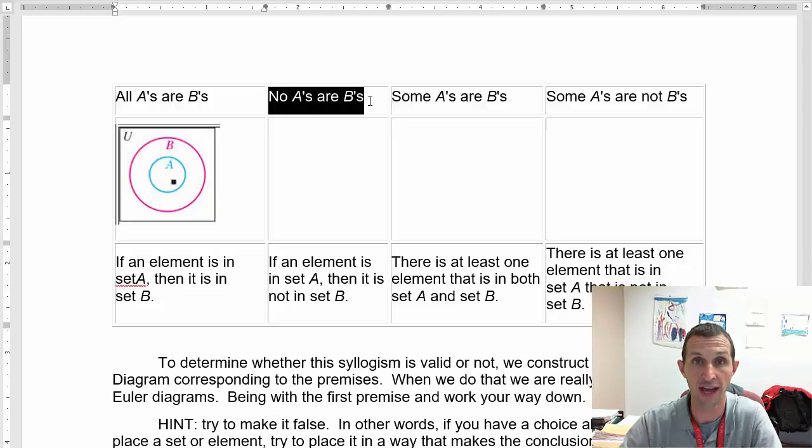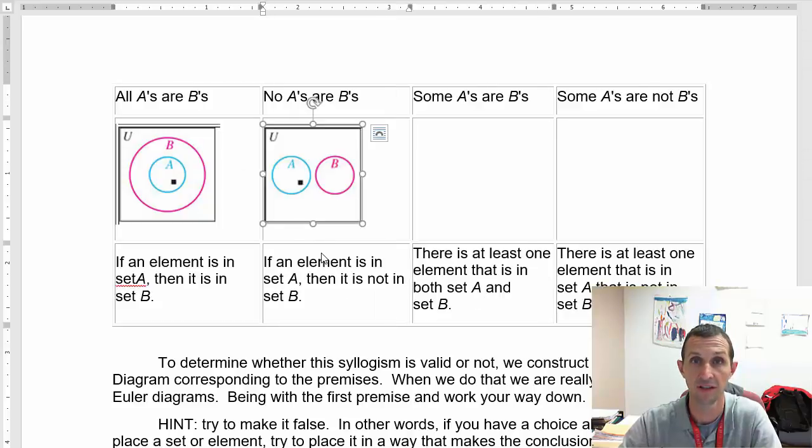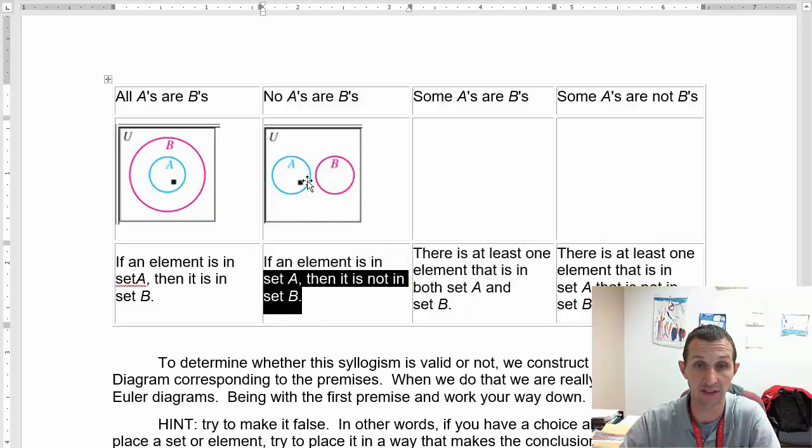Now what about no A's are B's? How would I draw that Venn diagram? Take a minute, think about it. So hopefully you came up with this disjoint picture where if an element is in set A, then it is not in set B. And you can see that element has no possible way of being in B.